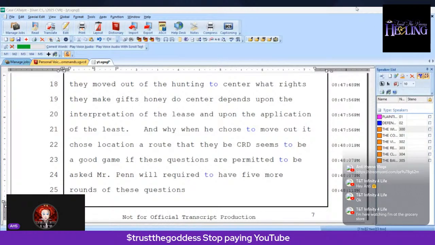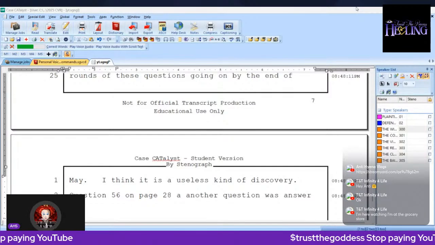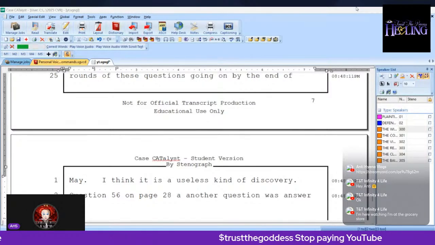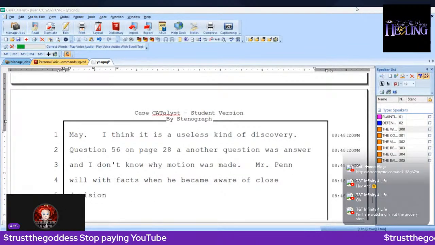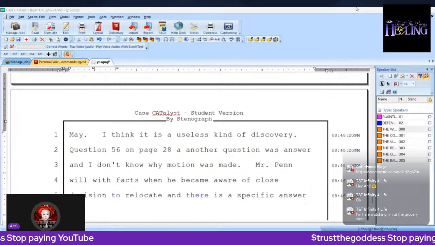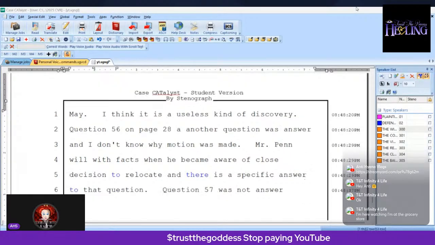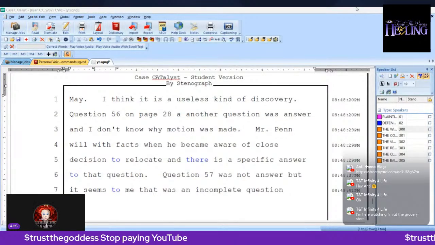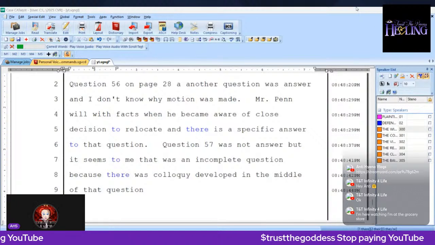Question 56 on page 28A. Now that question was answered, and I don't know why the motion was made. Mr. Penwell was asked when he became aware of Coast's decision to relocate, and there is a specific answer to that question. Question 57 was not answered, but it seems to me that was an incomplete question because there was colloquy developed in the middle of that question, and the question was never completed.